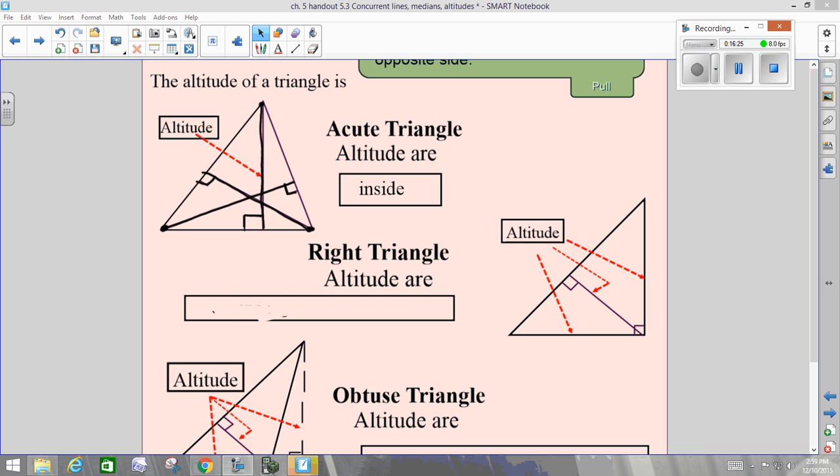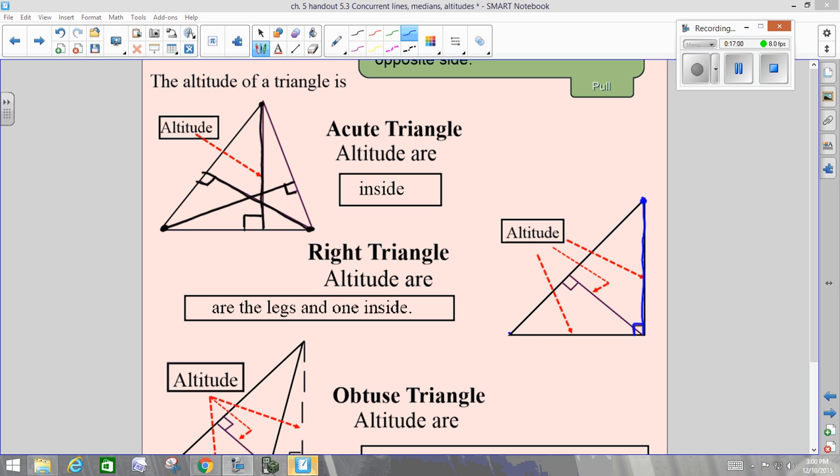Altitudes of acute triangles will always be found inside of the triangle. When you have a right triangle, the 3 altitudes, one of them is on the inside, the other 2 are the legs of the right triangle. The altitudes are the legs, and then one of them will be on the inside. If I start at this top vertex and go to the opposite side, so I create a right angle, I just stay along that leg.